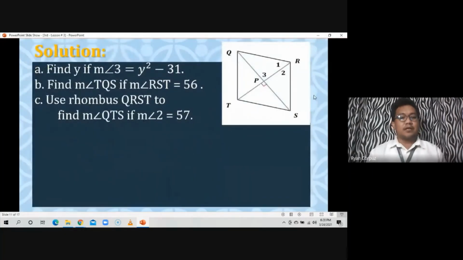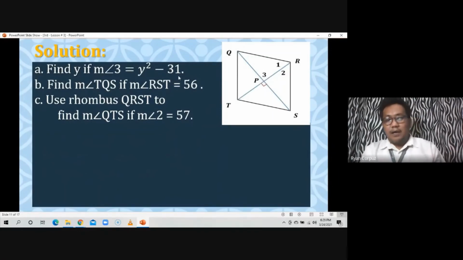So that's what we are going to find out there. The given is a quadrilateral QRST, which is a rhombus. So that means we will use the properties that we know about the rhombus. Let's answer letter A first. Find y if the measure of angle 3, if this is angle 3, is equal to y squared minus 31. So the measure of angle 3 is equal to y squared minus 31.